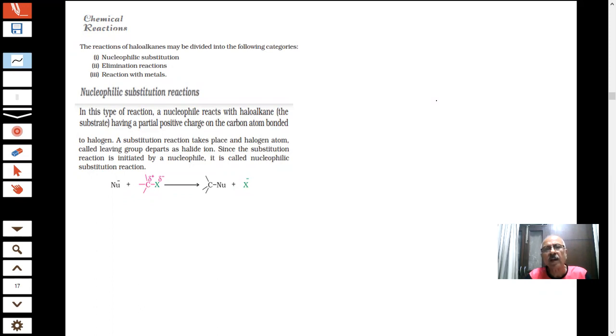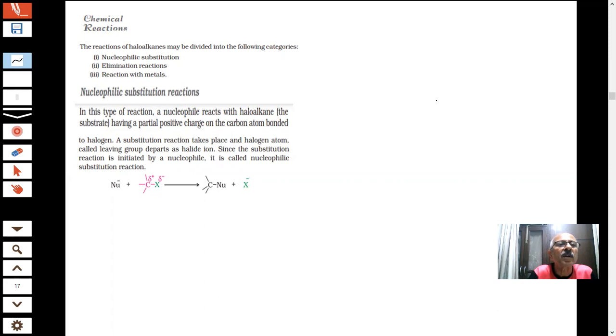We have already done the nomenclature and the preparation of haloalkanes. Now we are coming to important chemical reactions of the haloalkanes. And the chemical reactions which we are discussing today involve what type of chemical reaction the haloalkanes will show. The question is what type of chemical reactions the haloalkanes will show.